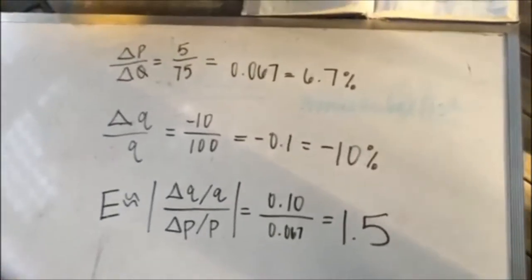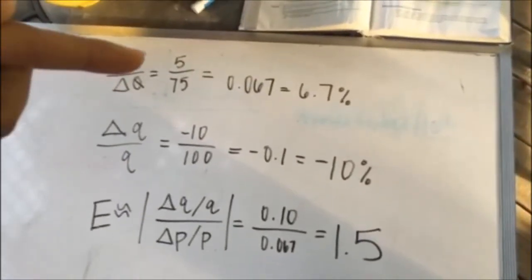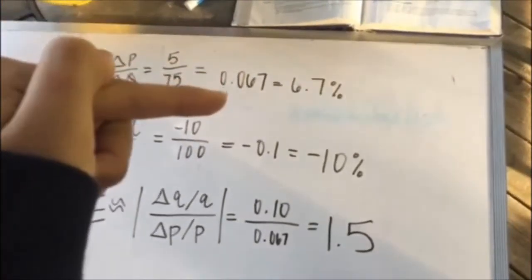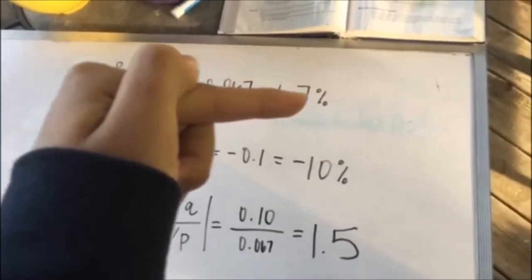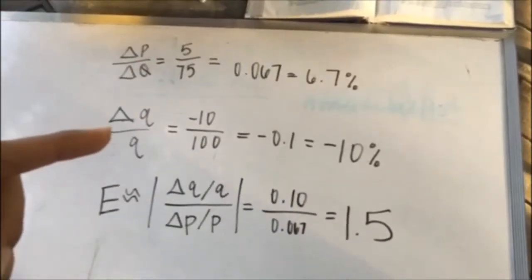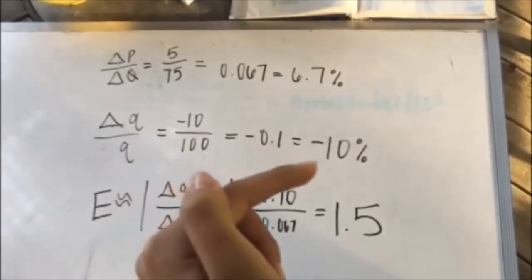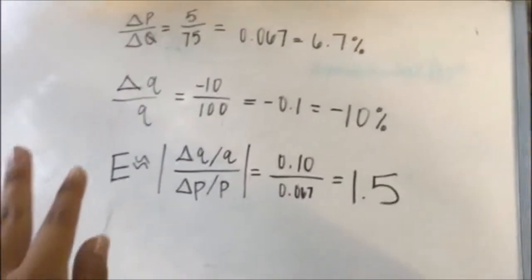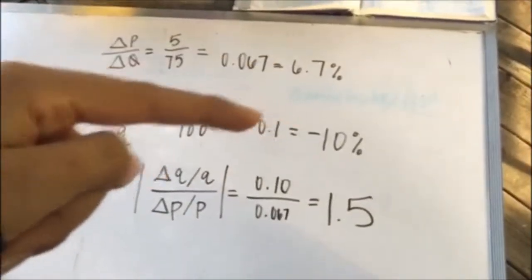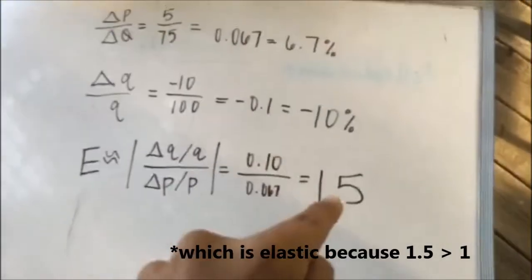So first you do the change in price over the average price, and the price changes $5 over 75, and that equals 0.067, which is 6.7%. And then you do the change in Q over just the quantity, which is -10 over 100, which will get you to -10%. And the elasticity equals the absolute value of these two numbers, so 0.10 over 0.067, which is 1.5.